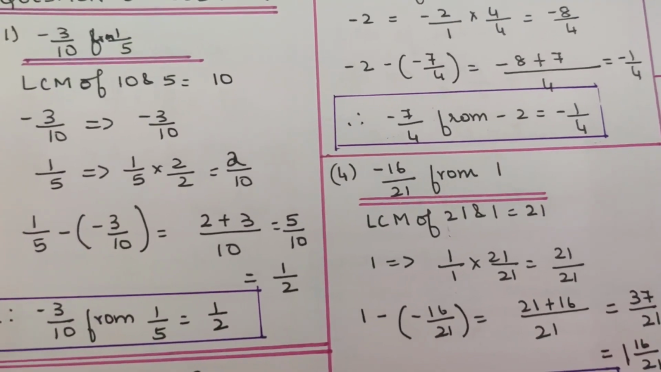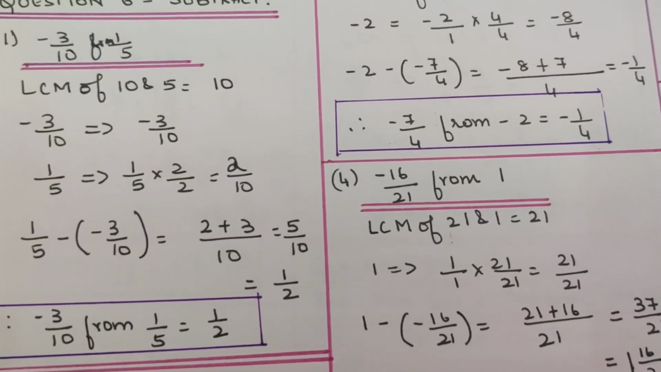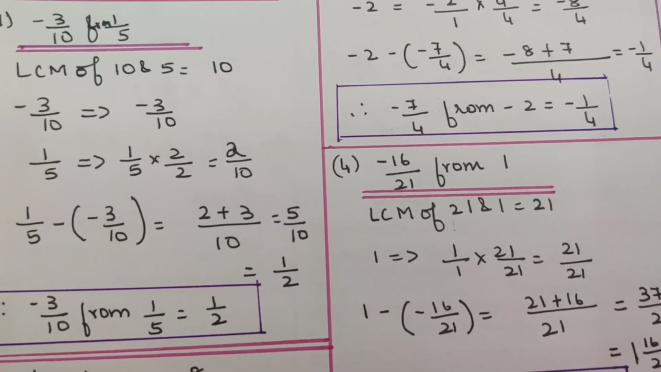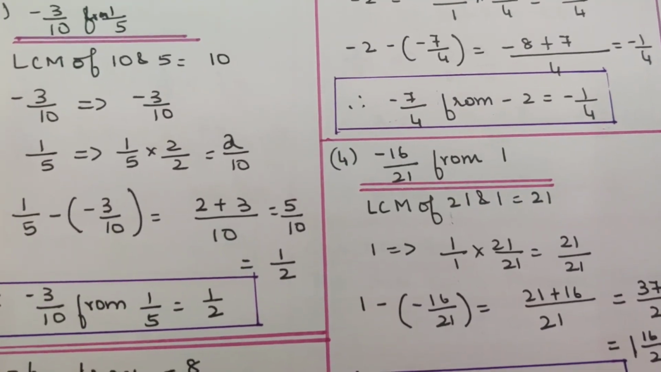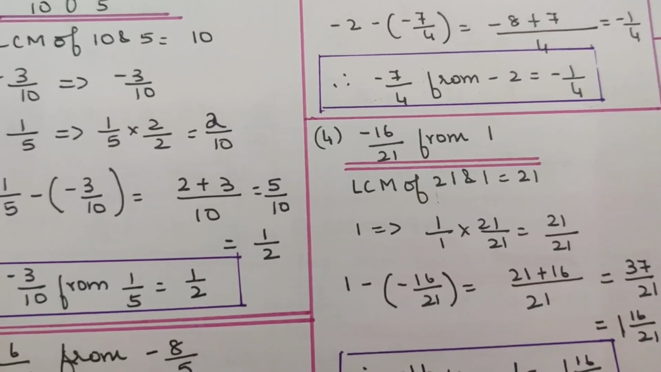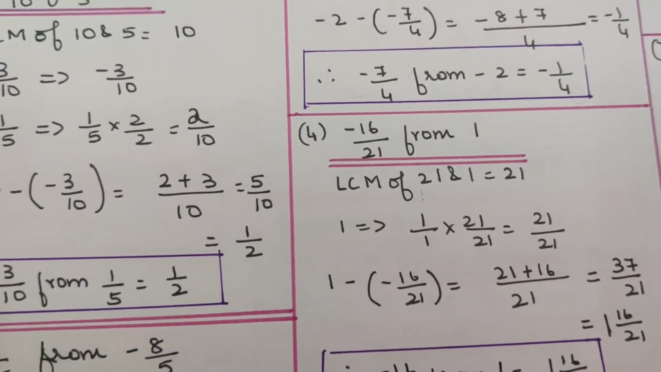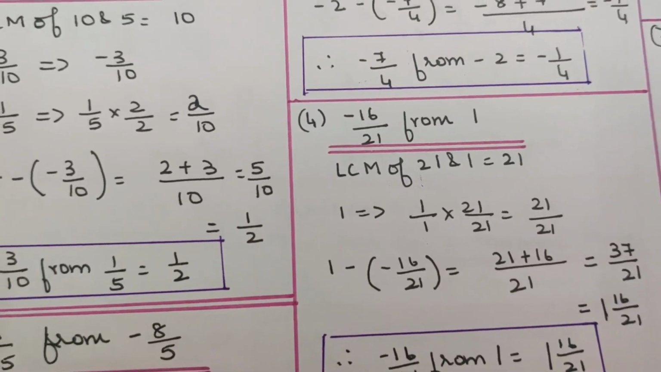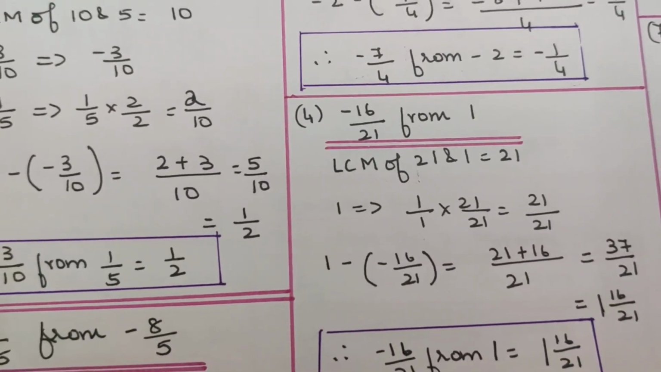Again, minus 16 by 21 from 1. Again, the LCM will be 21. Convert 1 to a number having a common denominator of 21. It becomes 21 by 21. On simplification, you get 21 plus 16 by 21. That becomes 37 by 21. And when you convert it into a mixed fraction, you get it as 1 16 by 21.